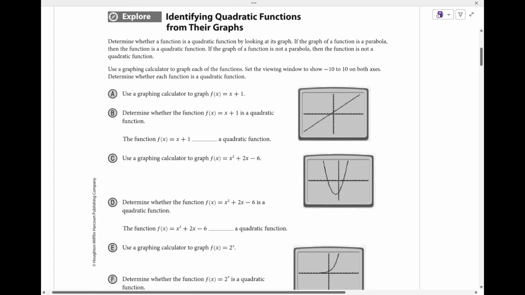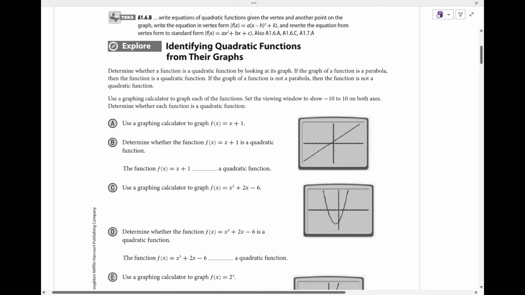So a quadratic function is always going to have to be a parabola. Right? If it's a parabola, it's a quadratic function. If it's not a parabola, it's not a quadratic function. So let's just look at these. Let's look at this graph. This is not a parabola. This is a straight line. So this one is not a quadratic function.